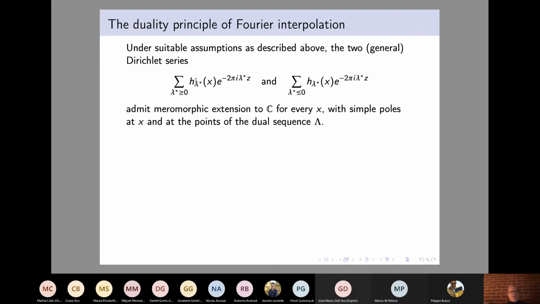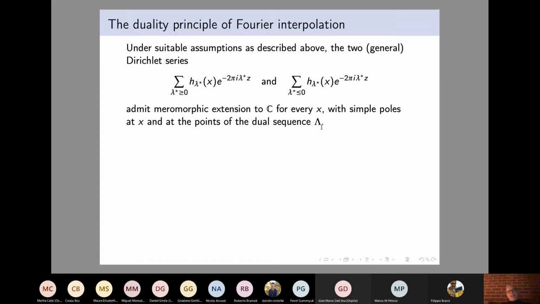So the statement is that these two Dirichlet series admit meromorphic extension to C for every x. The coefficients will vary with x because these are functions. So for every x, these two Dirichlet series admit meromorphic extension. And what is very crucial, with simple poles at x and at the points of the dual sequence.